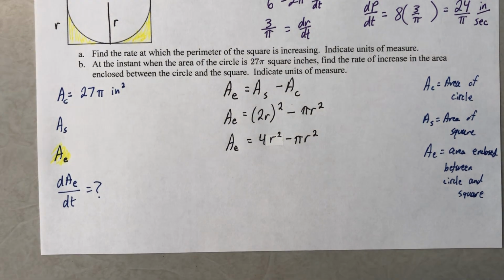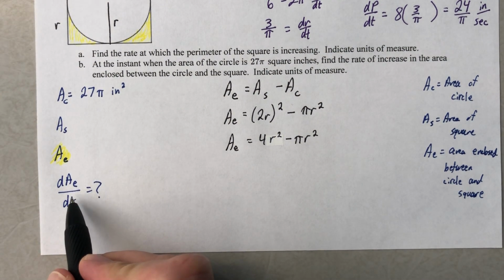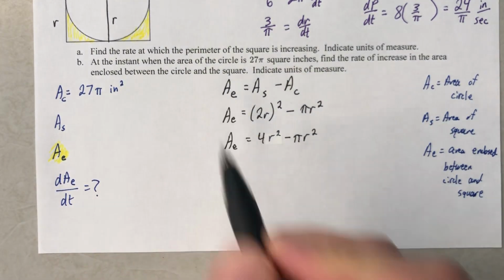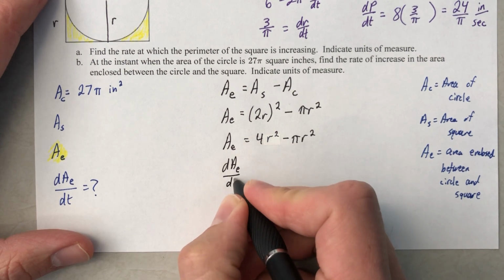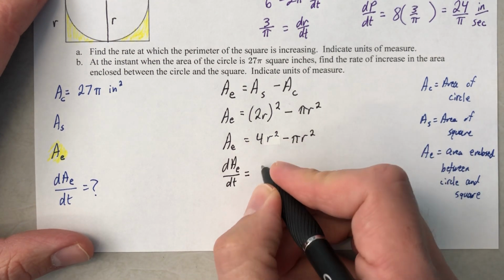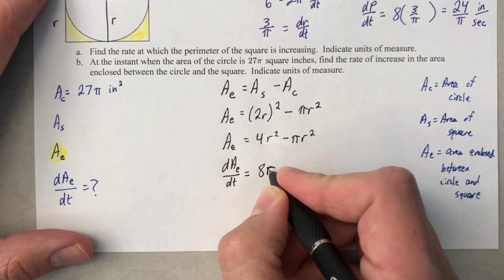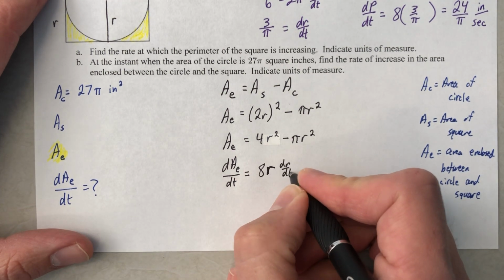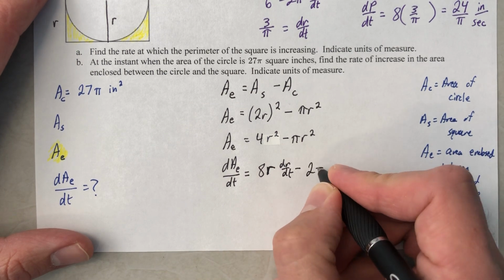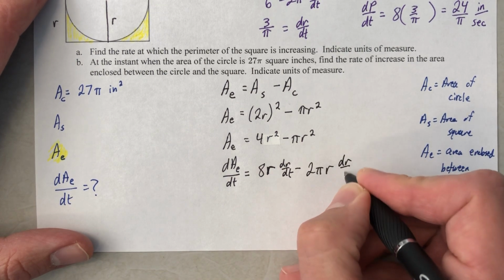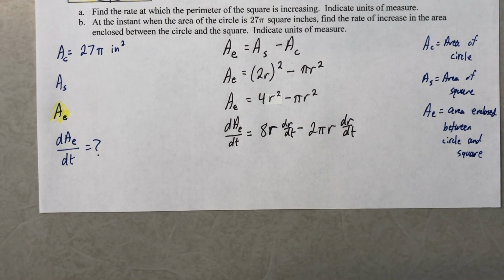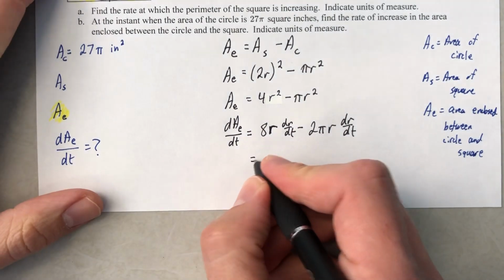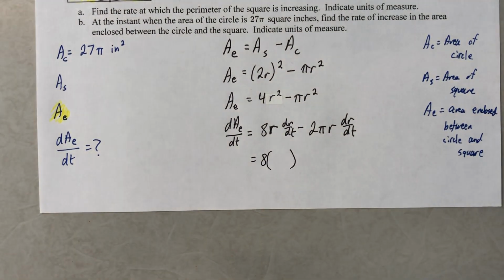And now they're asking us for this rate of change. Find the rate of increase in the area enclosed between the circle and the square. So let's find it. dA enclosed over dt equals the derivative of this, which would be 8r dr/dt, minus 2 pi r dr/dt. And we are going to find out what we don't know as we keep moving. So 8 times the radius. I don't know the radius. Okay, we'll get over it.